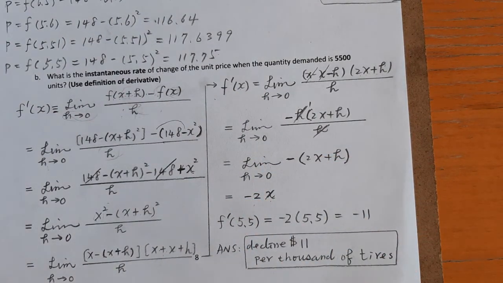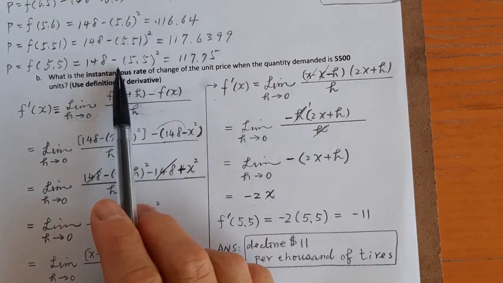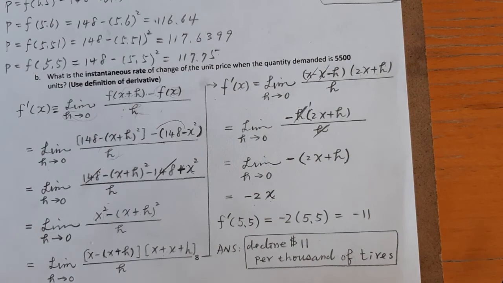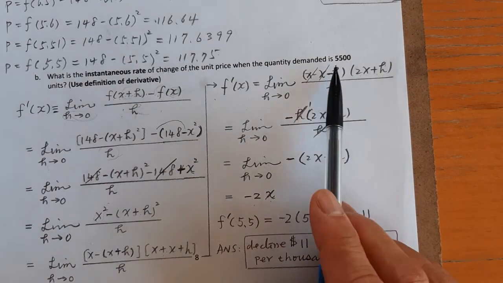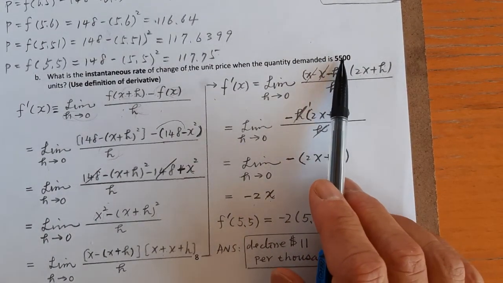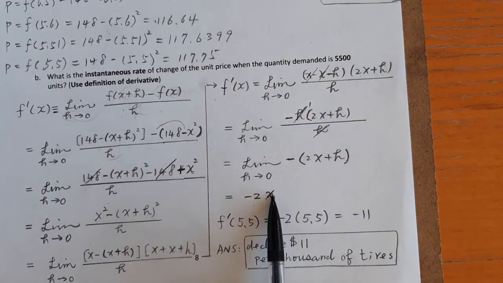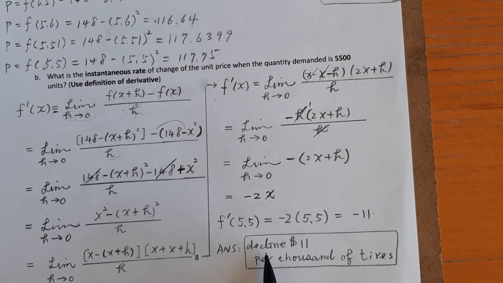Now the question asks, what is the instantaneous rate when x is 5.5? 5.5 thousand, and x is 5.5. Plug in x. So you get negative 2 times 5.5. You get negative 11. Since it's negative, it's declining by $11 per thousand tires.